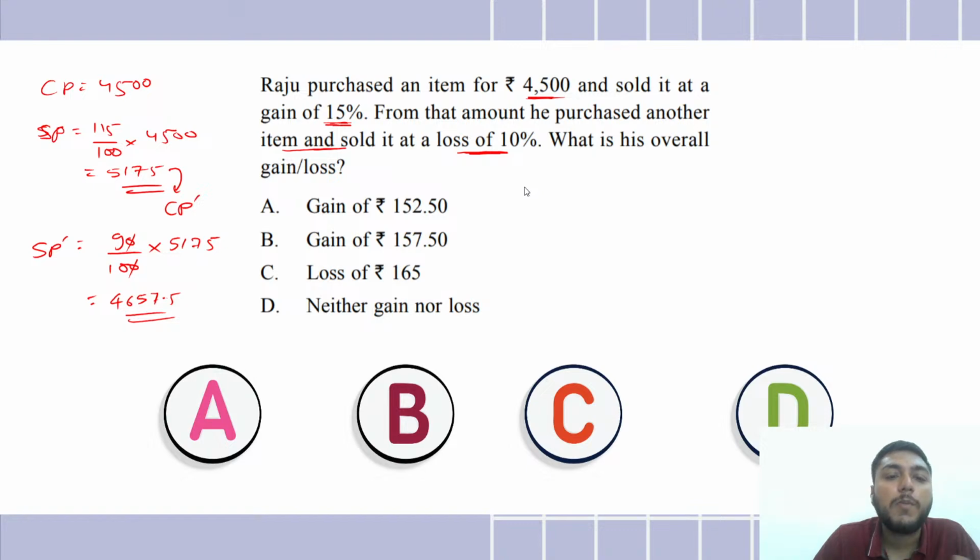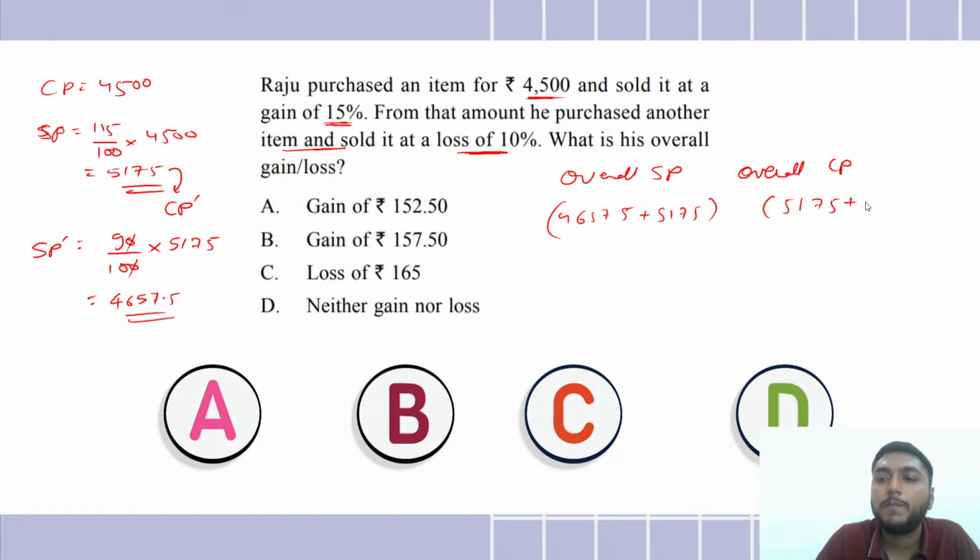the overall profit or loss. Right? So we'll calculate overall selling price and overall cost price. So what we will get? We will get our overall gain. Right? Why? Because overall SP is greater than the cost price. 4657.5 plus 5175 is our overall SP. And then overall CP is 5175 plus 4500. Right? And we have to subtract all this. So we'll get the answer as option number B.